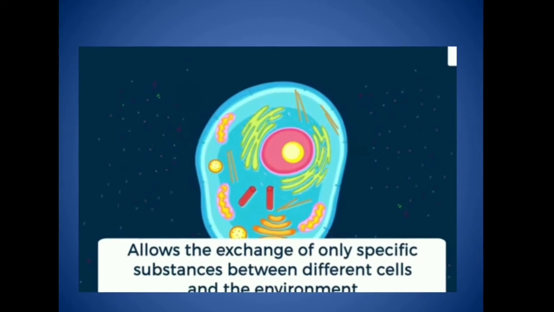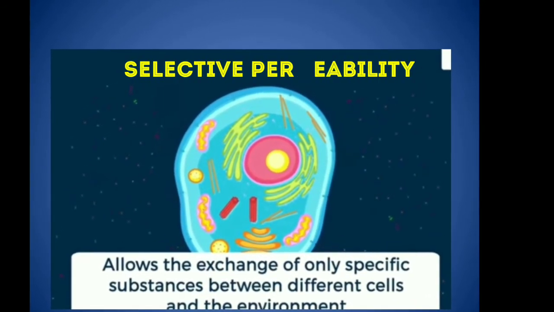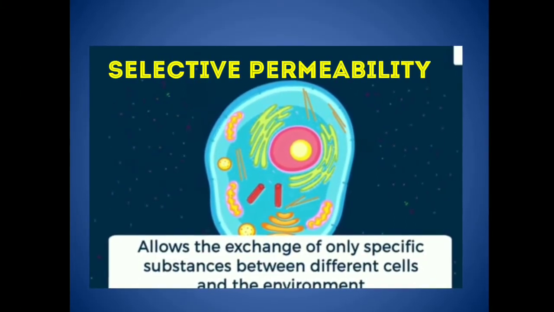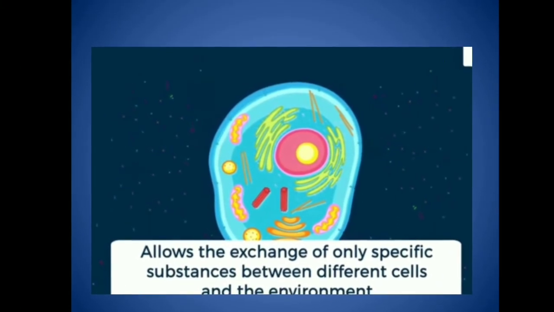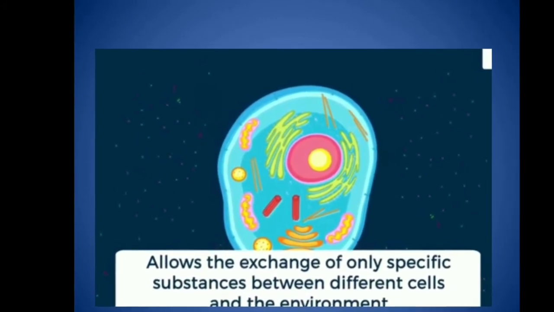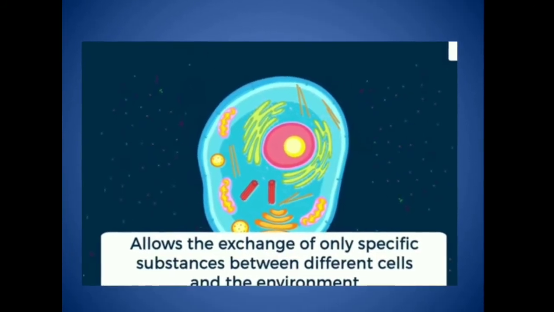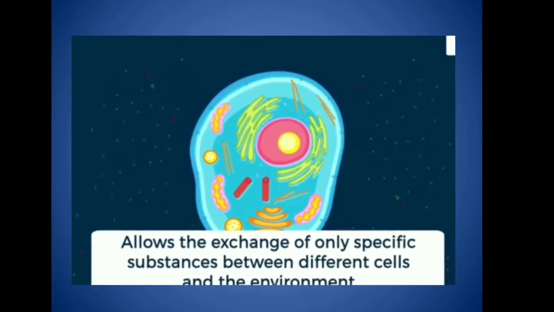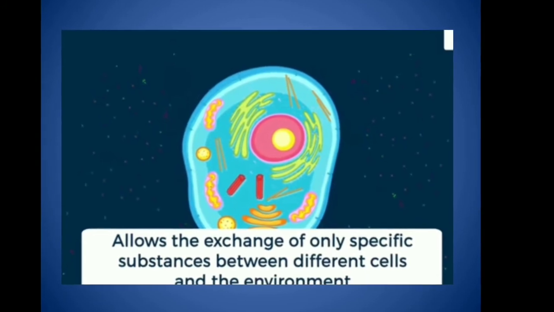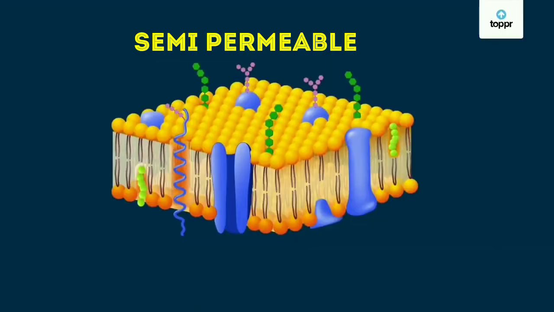This property of the cell membrane is called selective permeability. The cell membrane also allows small substances and solvents like water to pass through it, but not the bigger substances. The cell membrane is permeable only to a few substances and hence it is called semi-permeable.